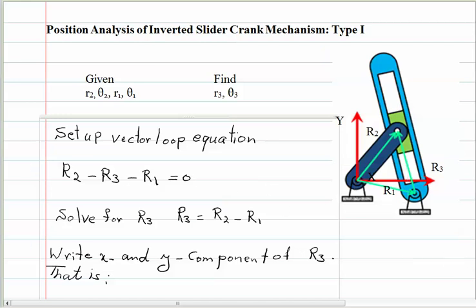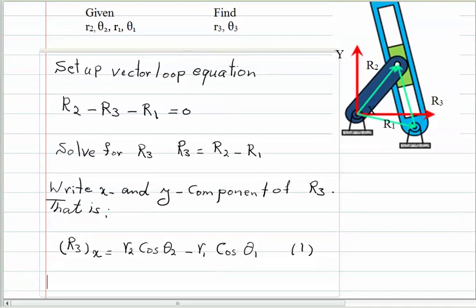Now, if I look at this vector loop equation, vector R2 and R1 are known, vector R3 is unknown. So the solution procedure would be first to solve for the unknown vector. So I'm going to get the equation that I have written here.